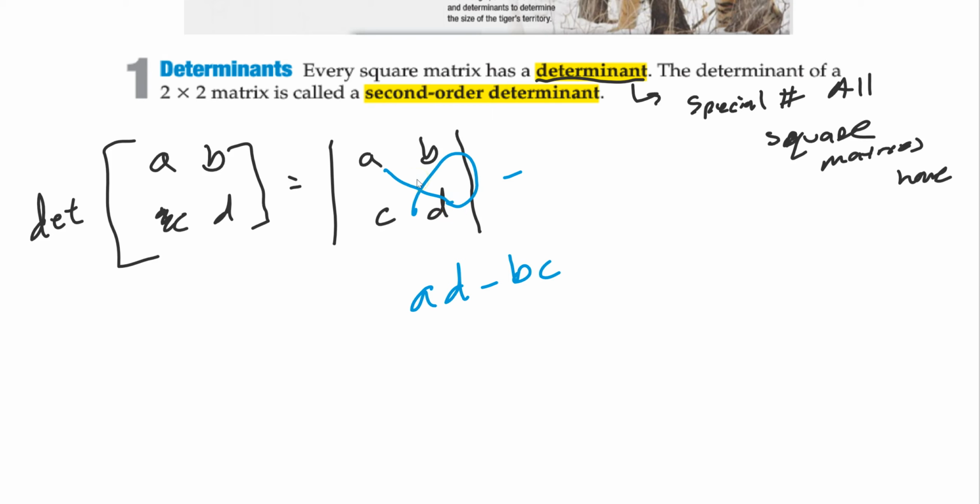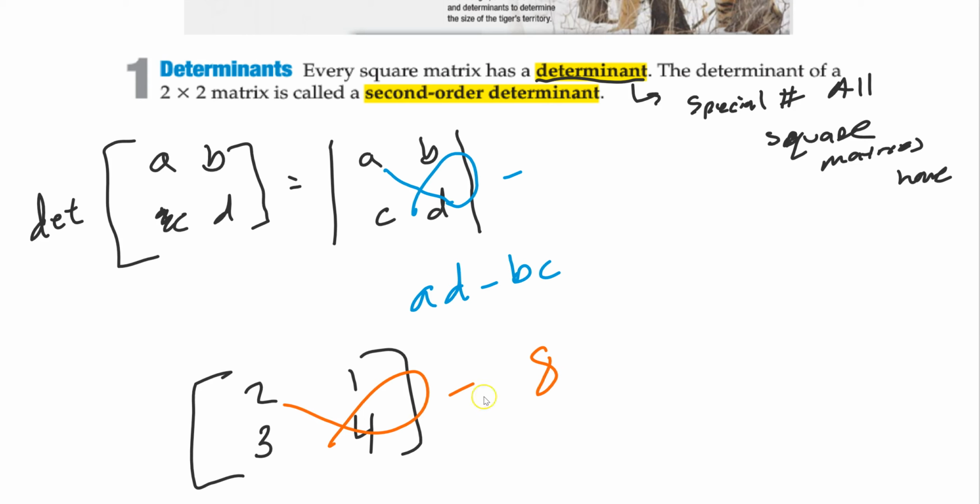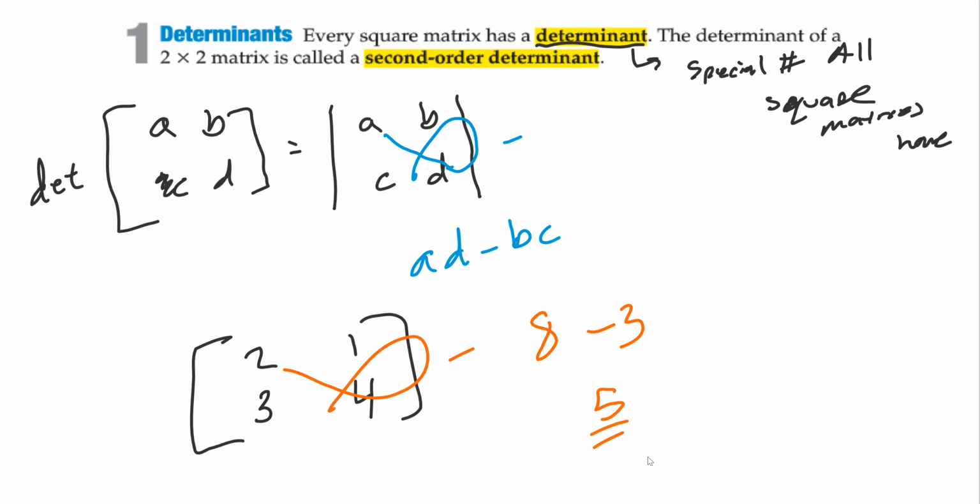That's the shortcut way of finding the determinant of a 2 by 2. There's actually a more proper way I might get into later. But if you want to find that special number that all square matrices have, you just do downward diagonal minus upward diagonal. So let's do a quick example, then we'll do a few more. If I gave you that, the determinant is going to be 2 times 4 minus 3, or 5. And that's the determinant of a 2 by 2.